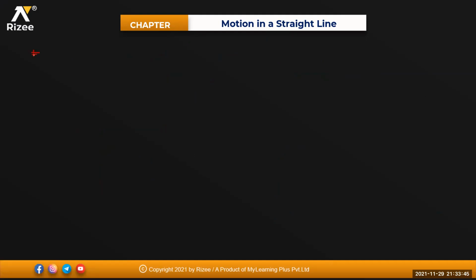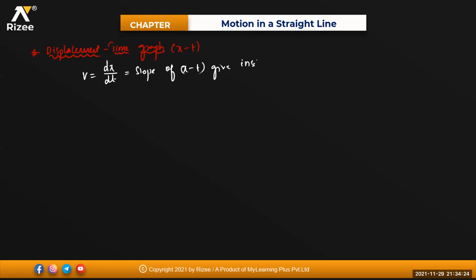So the first type of graph which we come across in kinematics is the displacement versus time graph. That is nothing but the x-t graph, also called the position-time graph. What is the formula for this one? v is equal to dx divided by dt. So I can say that the slope of the x-t graph gives what? Instantaneous velocity.